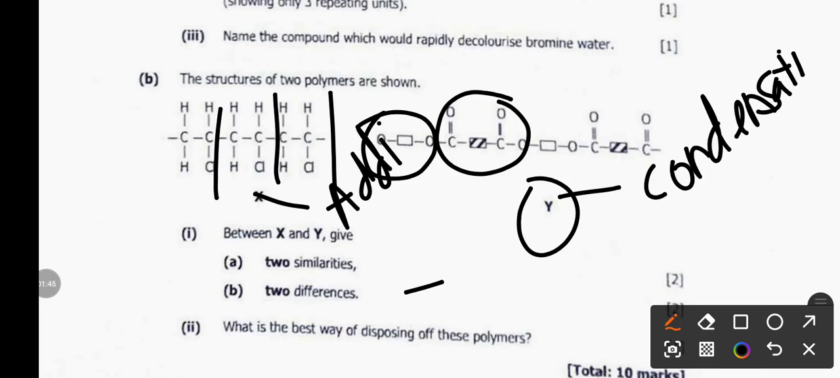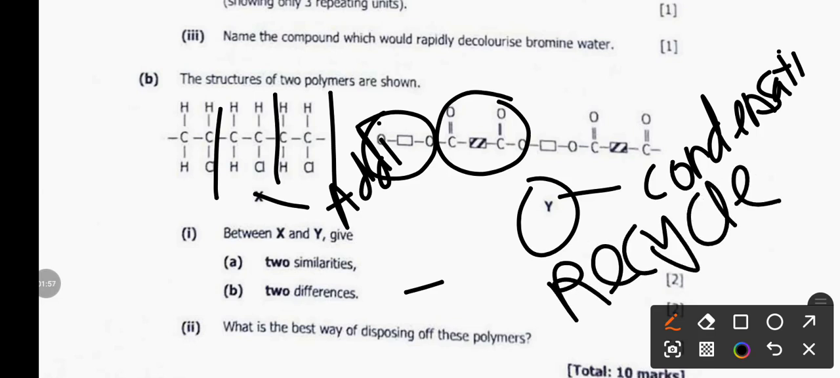Then question B2, what is the best way of disposing of these polymers? So we can give here, by disposing them in what we call recycle bins. Alright.